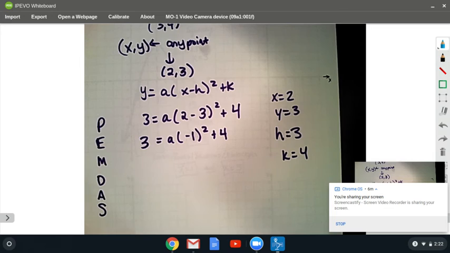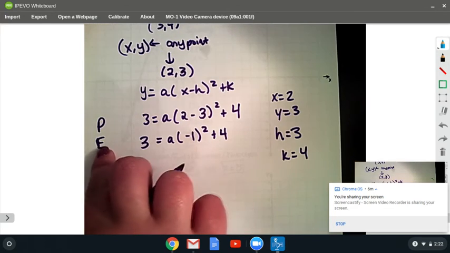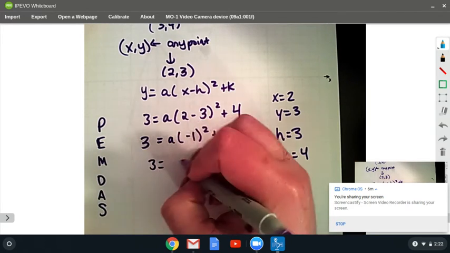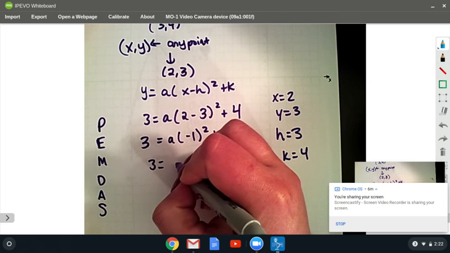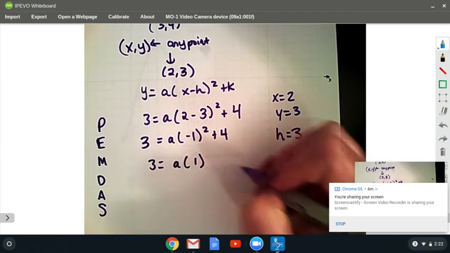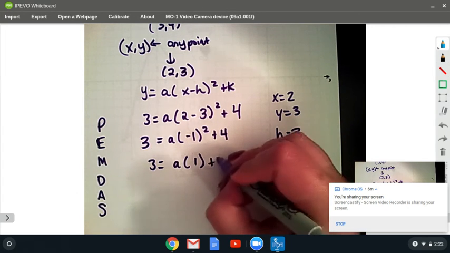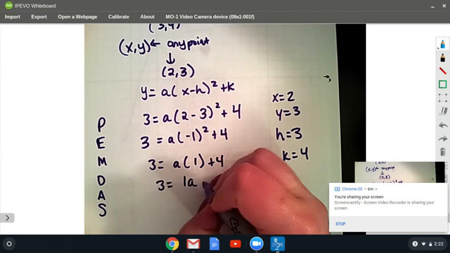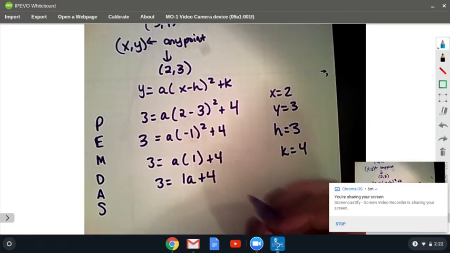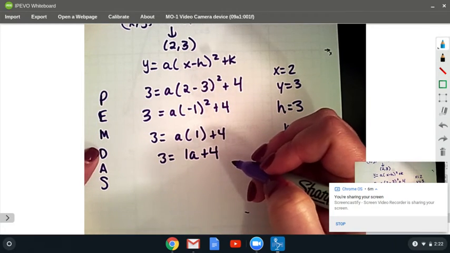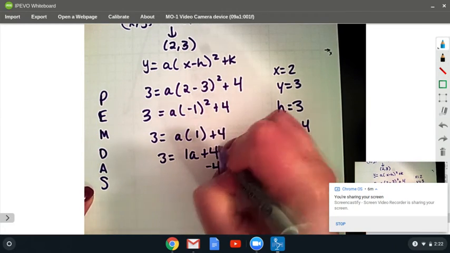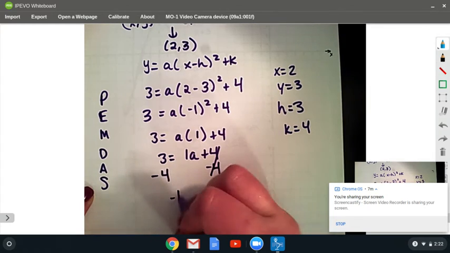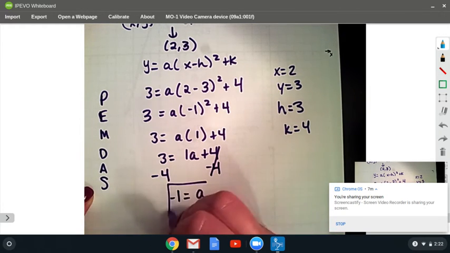Okay? Negative 1 squared, exponents is my next thing. -1 squared gives me +1. If you square a negative, we get a positive. If I write this a little nicer, I have 1a plus 4. So now I don't have multiplication or division to do, so I'm going to subtract this 4 from both sides. I get -1 equals a.